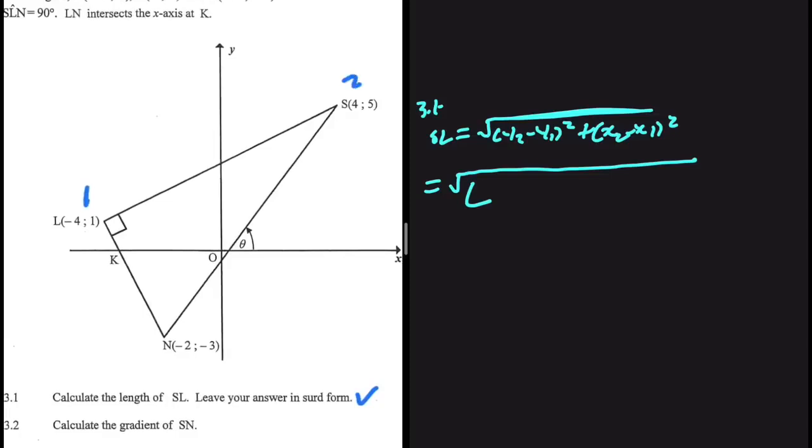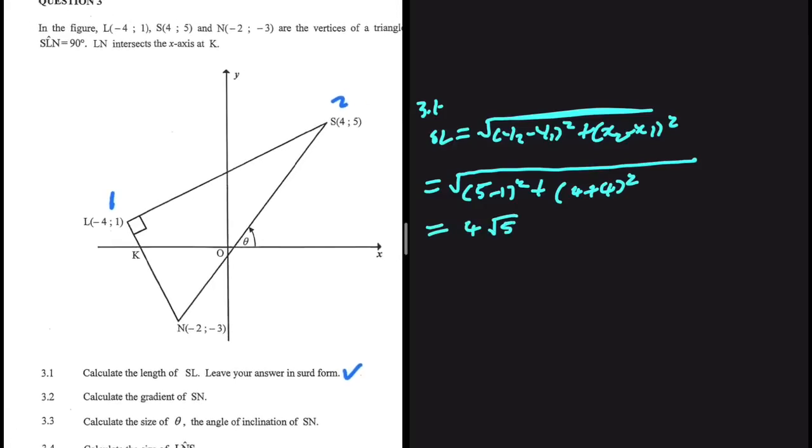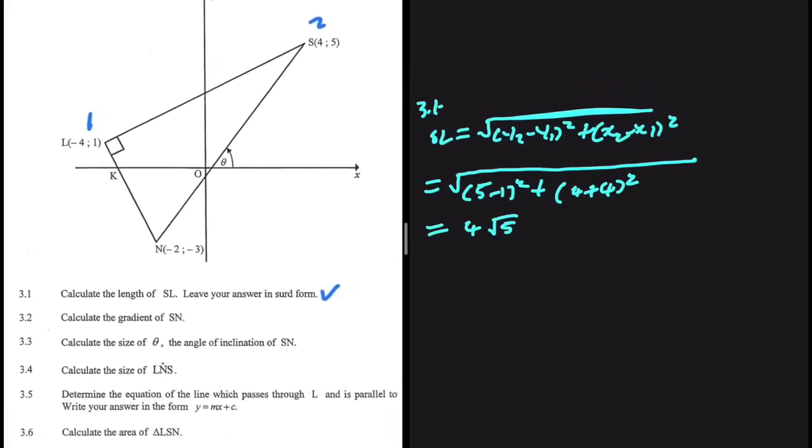So we have SL. Let's take L as our first point and S as our second point. So y2 will be the y value of S, which happens to be 5, minus the y value of L, which is 1. So we have 5 minus 1 squared plus the x value of S, that is 4, minus the x value of L, which is minus 4. So 4 minus minus 4 is plus, so we have plus 4 squared, okay? The answer here is 4 square root of 5. We shouldn't be getting that wrong.